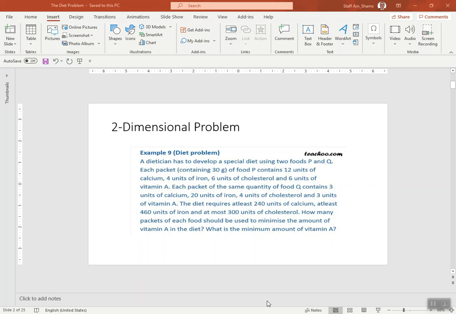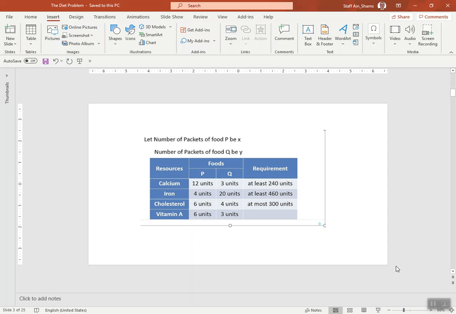We have to answer two questions. What are the optimal values of P and Q? We will call them X and Y. And what is the objective function value of vitamin A? If you go to the other slide here, you will convert the story we saw in the previous slide and put it in a table form. We will take this table form to formulate the linear programming model.